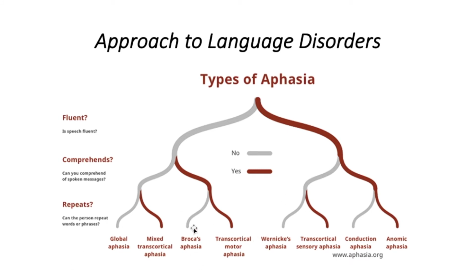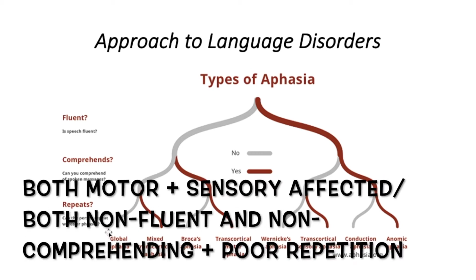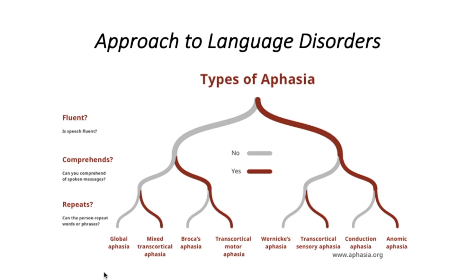There are a number of other aphasias, but at least for undergrad, know Wernicke's aphasia and Broca's aphasia. The last one that I'm going to mention here is global aphasia, which means both the motor, the Broca's, and the receptive, the Wernicke's, are affected. So the patient is not fluent, cannot comprehend, and has poor repetition. The whole entire pathway is affected, and that's what we call global aphasia. Let's take a look at some examples.